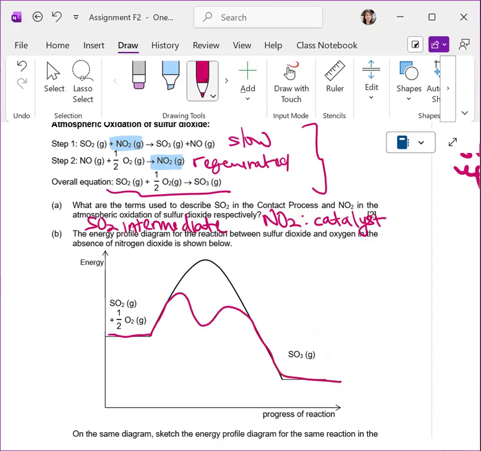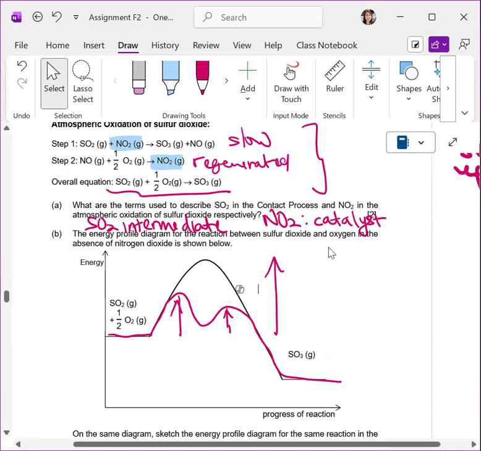Something like this. Okay, so I have my first step, which is my slow step, and my second step. So I'm showing a two-step mechanism, and my first step is slower if I state that the first step is the slow step. But overall, we are still seeing it having a lower activation energy compared to the original without NO2. Okay, we are still seeing a reduction due to the NO2 acting as a catalyst.